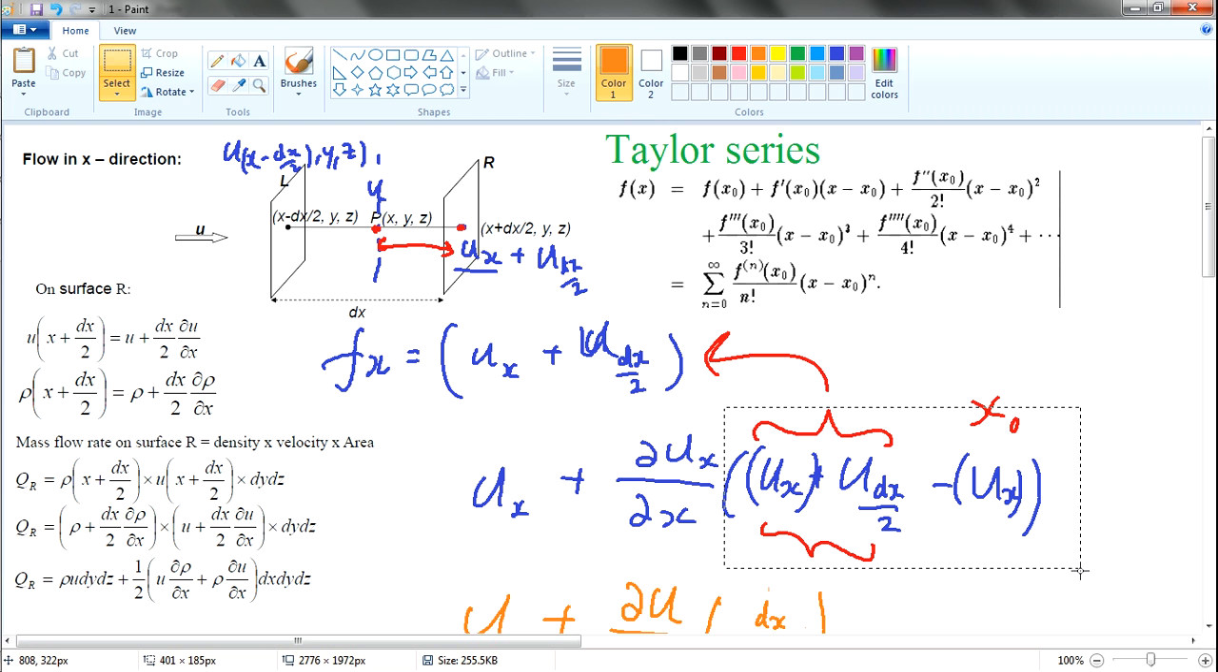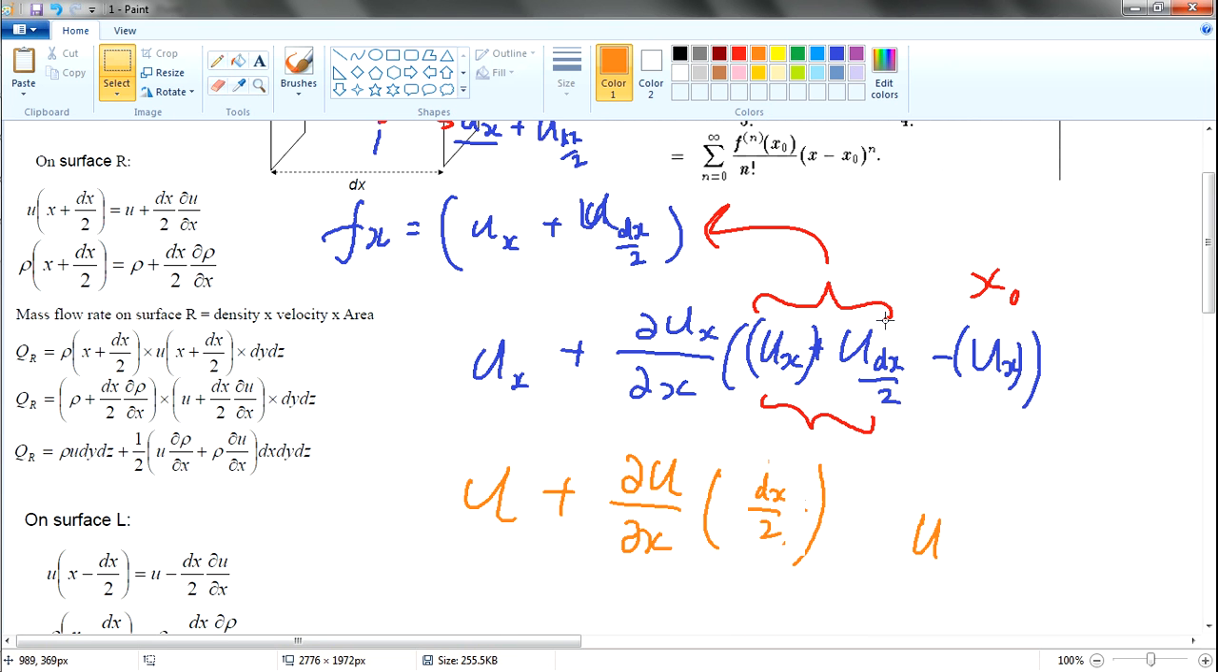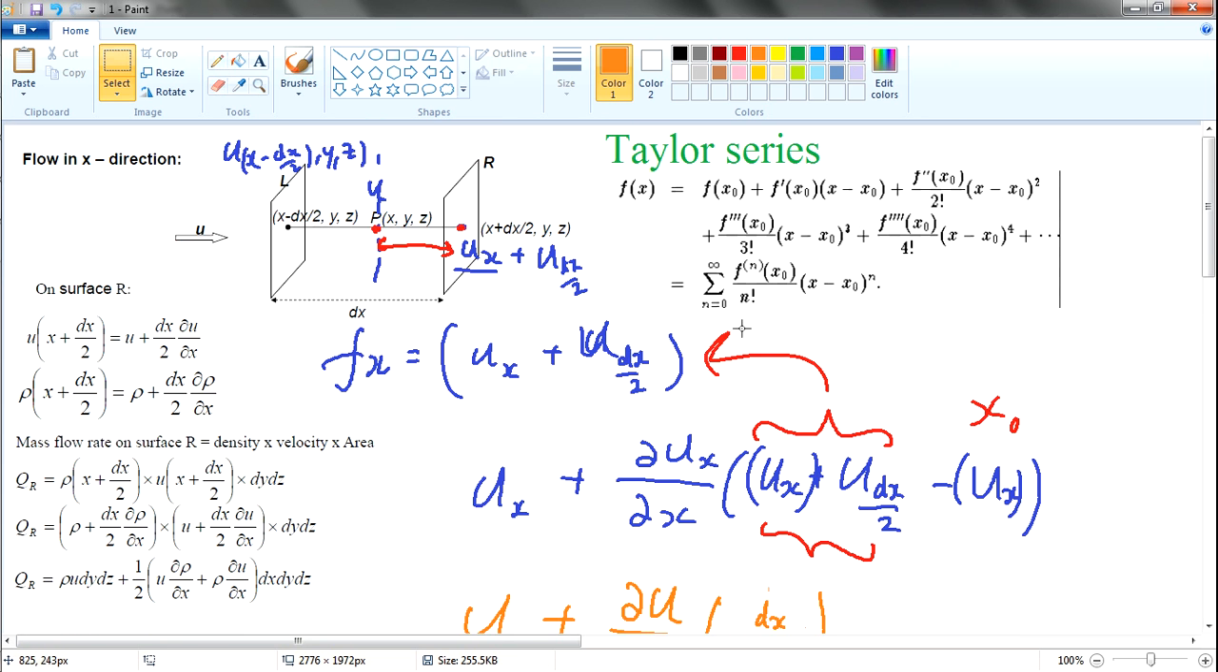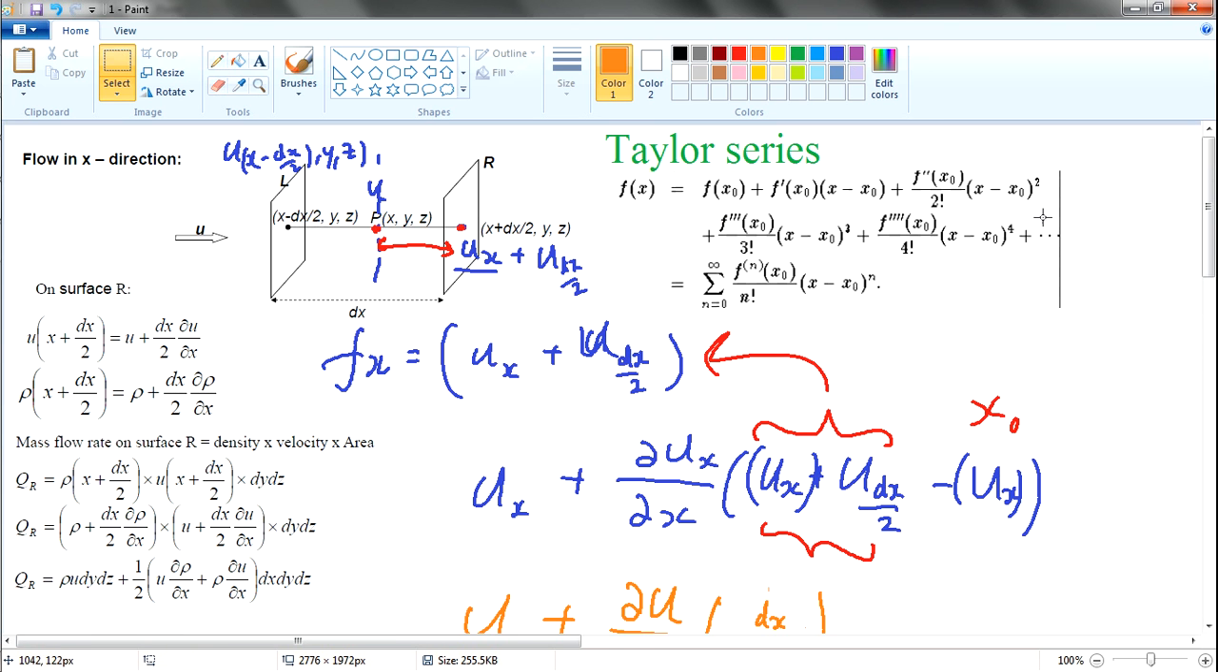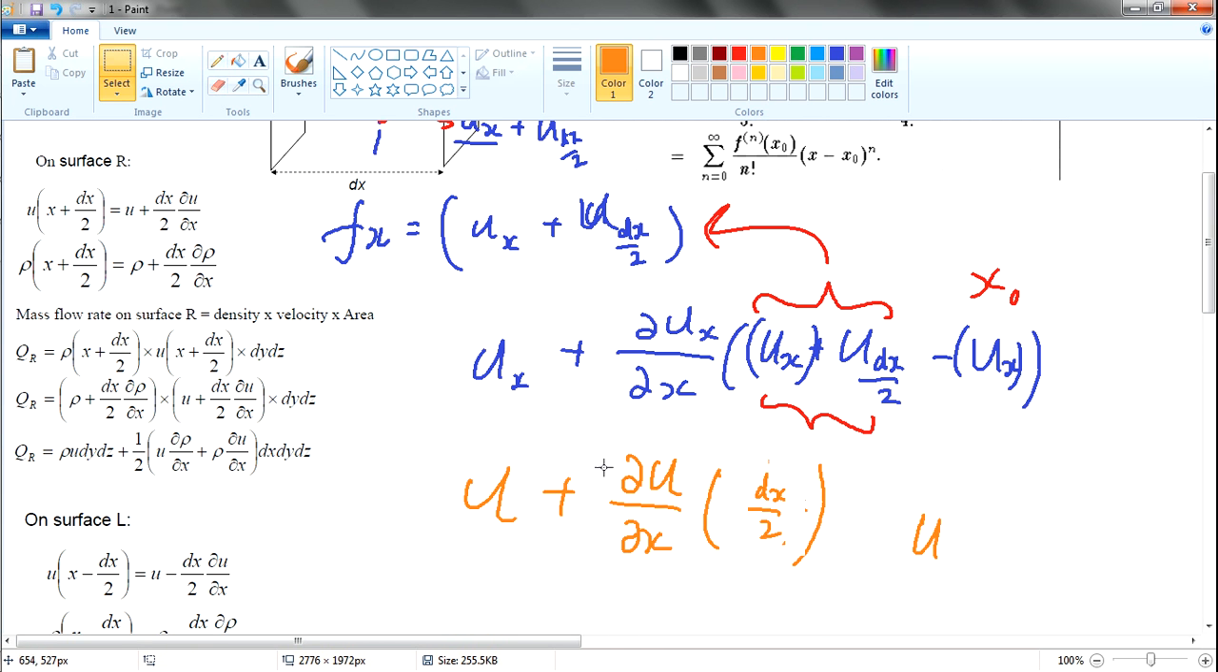This portion describes this phenomenon, while this thing describes the changes across this point to this point. So I'll leave you to think about it. But nonetheless, this explains the Taylor series, although I can't explain it that well. Eventually, you have this thing over here, which is the same as this portion over here.